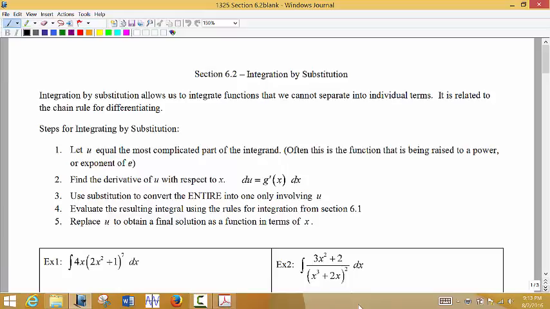In this section, we will be looking at integration by substitution, which is definitely one of the more challenging topics that we will have discussed in calculus. Integration by substitution is basically the opposite of the chain rule. So remember back in chapter 3, we talked about the chain rule for differentiation.